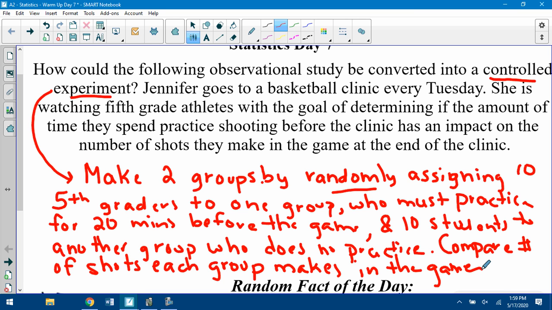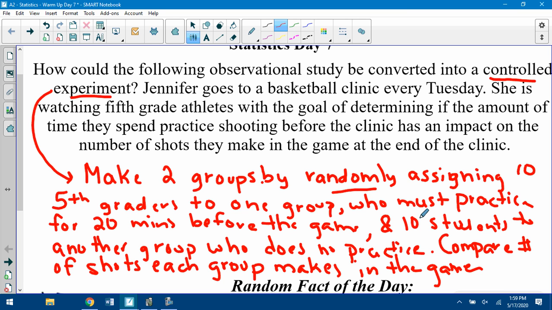Okay, so that's the general idea. But again, you've got to say something about randomly assigning. Because if you don't say that, then you could be assigning the 10 best players to the group who's practicing and the 10 worst players to the group that's not practicing. So it'd be lurking variables. By randomizing, it gets rid of some of those lurking variables. And then by giving one group a treatment, in this case, the treatment is practice for 20 minutes, you can see if there's any effect in the number of shots that are made in the game.